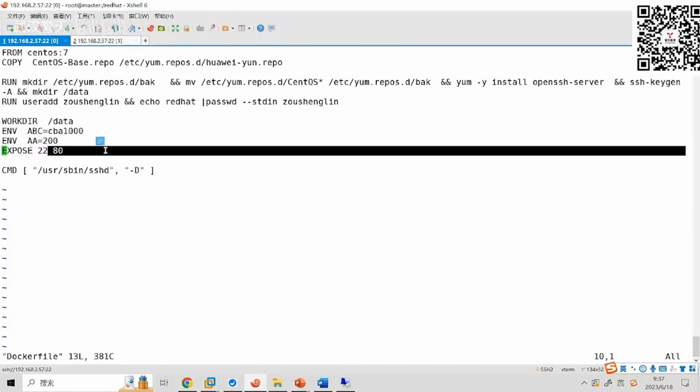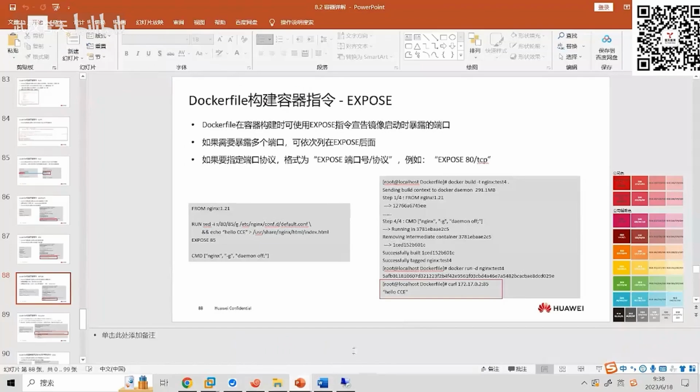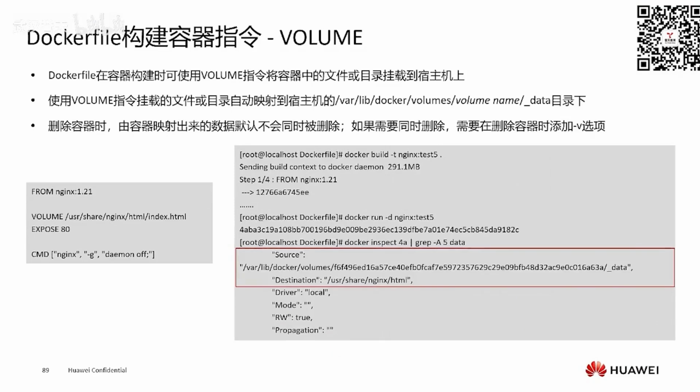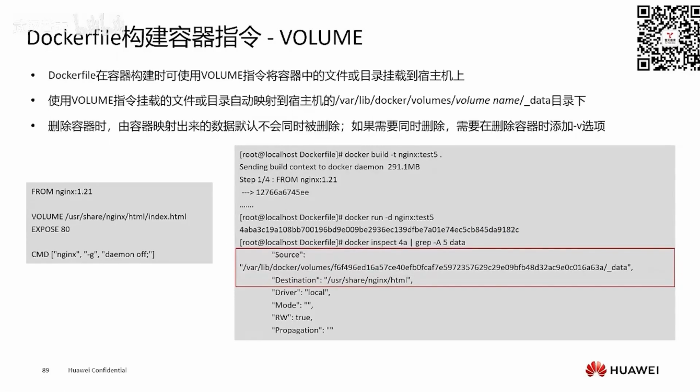Like, you see why work data? Because there might be commands under data or something else. It doesn't matter. I'm just showing you how to define it. ABC equals CBA, 1000. It doesn't matter. Okay, Dockerfile, build -t. I'm going to change something here.